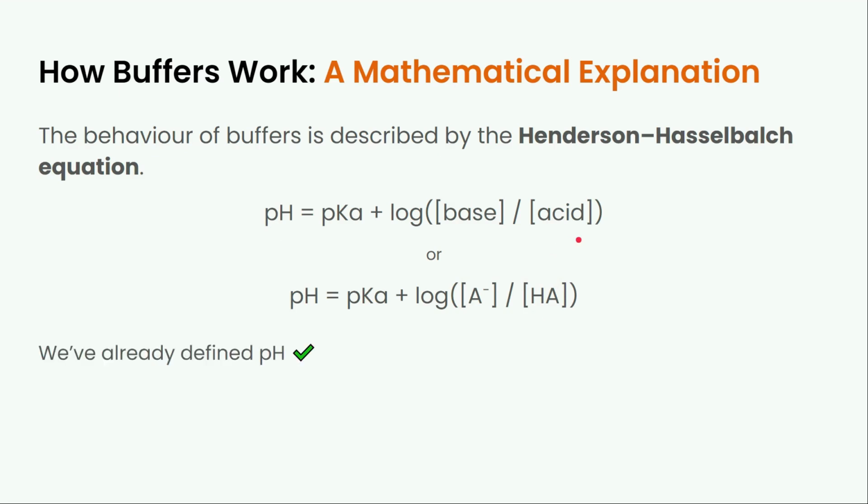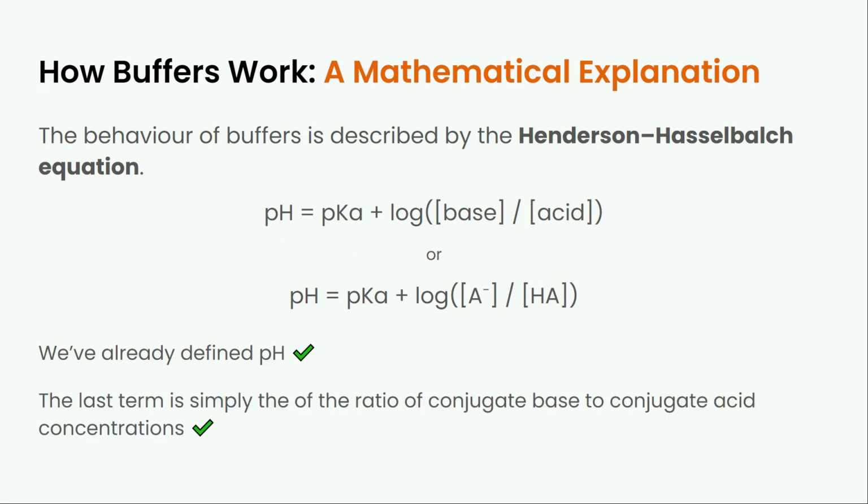We've already defined pH. That's the negative logarithm of the molar proton concentration. The last term is simply the ratio of the concentrations of base to acid, which is fairly simple to understand. So before going any further into this Henderson-Hasselbalch equation, let's look at pKa.